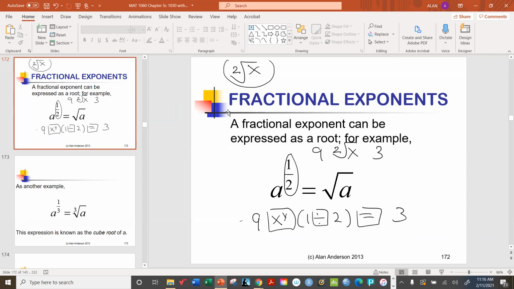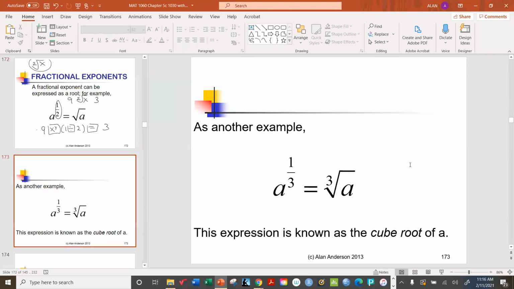Okay, now, what about this one? 1/3. 1/3 means cube root. And you see now we have to put the 3 here, because these both mean the same thing.